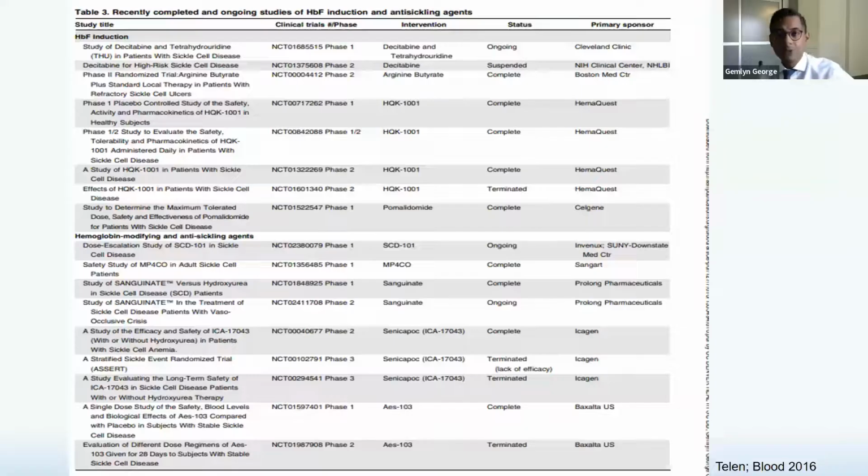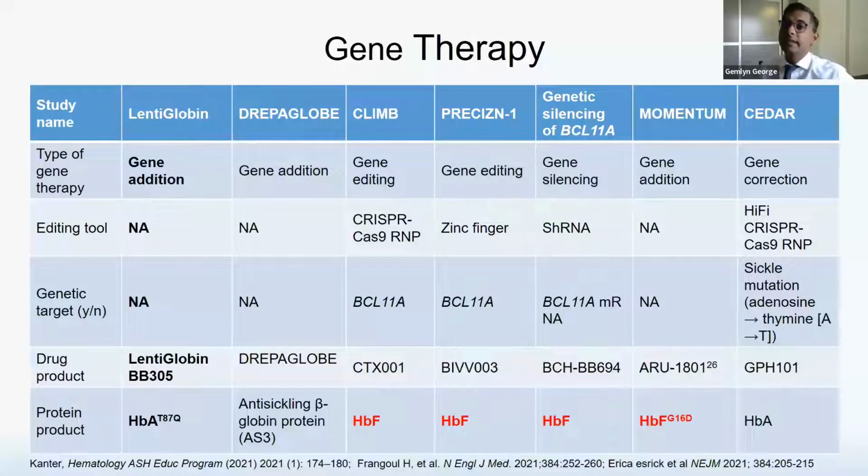Since then, there's been an explosion of trials trying to harness the same pathway to increase hemoglobin F. This is from a paper in 2016 summarizing all the trials that had been done and that are ongoing. I'd like to point out decitabine, which is another ongoing trial at this point. Gene therapy has also taken the same tack, and there are a number of trials focusing on hemoglobin F production. The first one that actually completed, with Bluebird, didn't look at hemoglobin F, it looked at a different type of hemoglobin induction, but the other ongoing trials are pursuing the same mechanism.